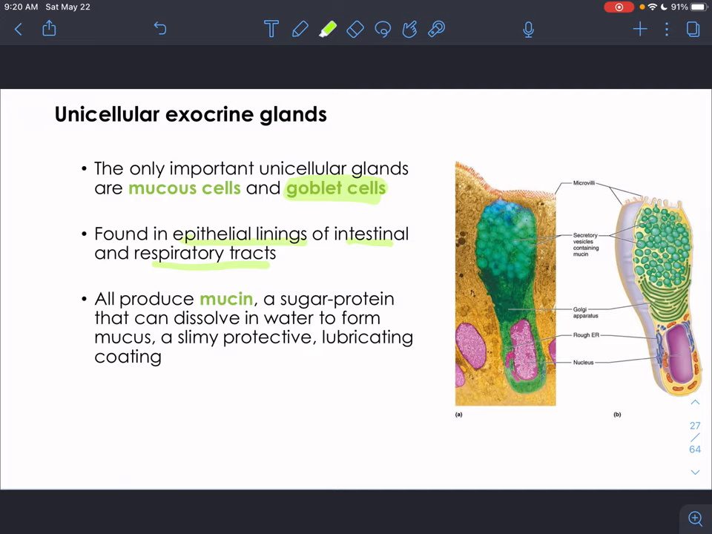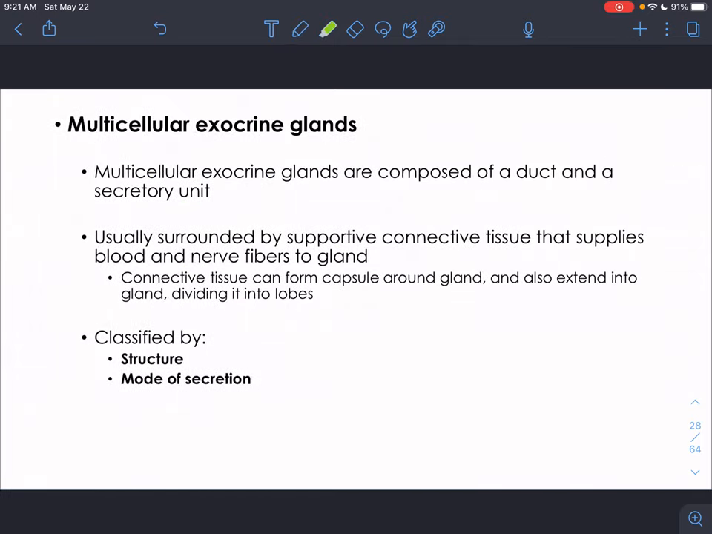So this mucus that it's producing is a lubricating coating. It produces mucin, a sugar protein that dissolves in water to form mucus, which is a slimy, protective, lubricating coating. So as food stuff is passing through, that mucin and water, mucus, is going to protect those cells from too much abrasion, help pass food stuff through. Okay, and it's unicellular because it's just one big cell here. You can see there's a single nucleus, different secretory vesicles, but it's unicellular.